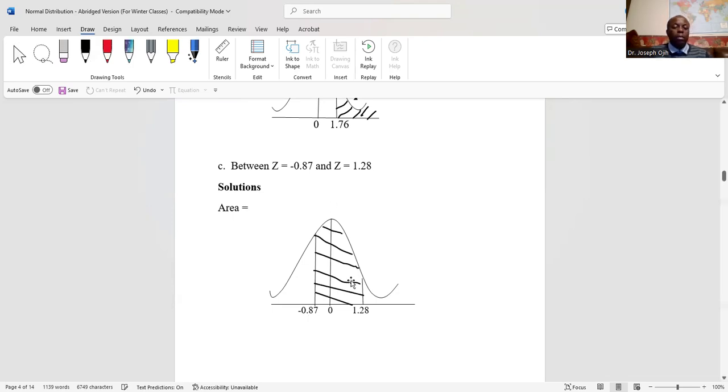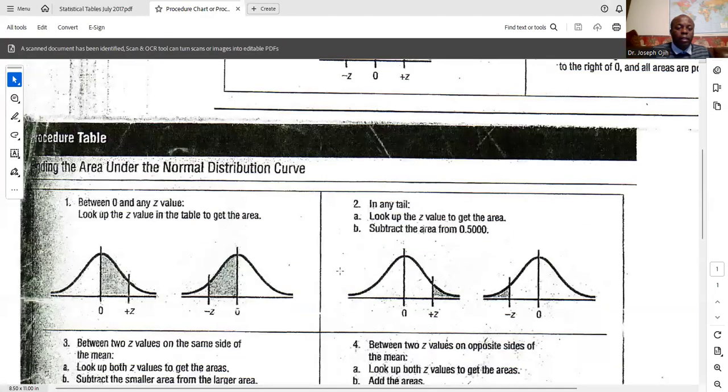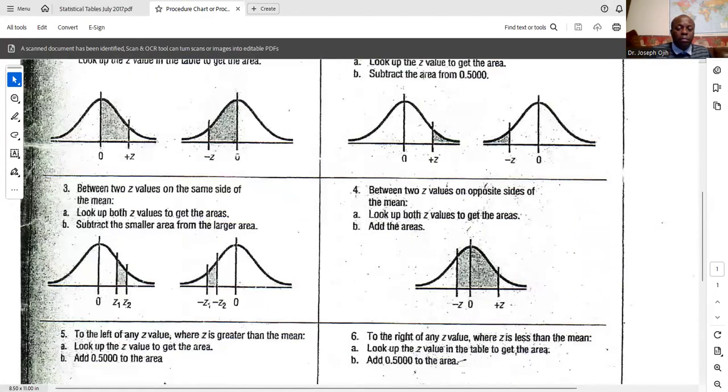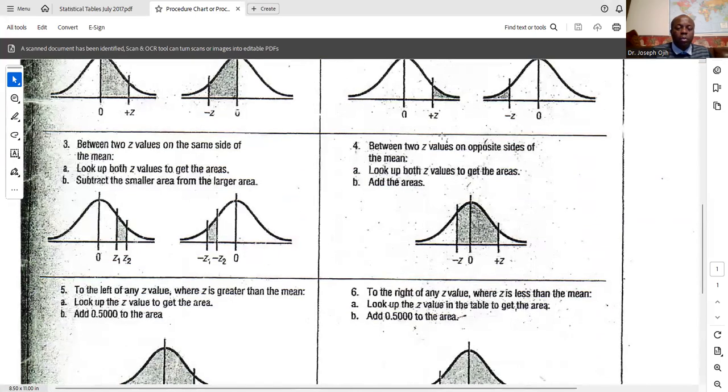So now it's between the name. After doing that, you can now go to the procedure chart to see the one that looks exactly like that one. And that should be this one here. Okay? That should be this one here.